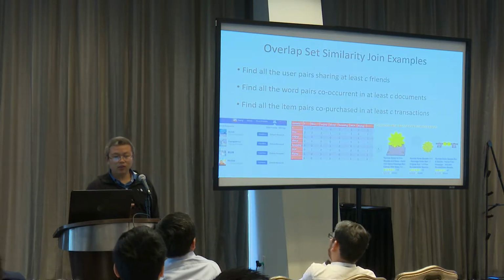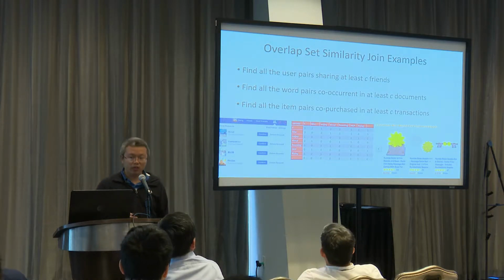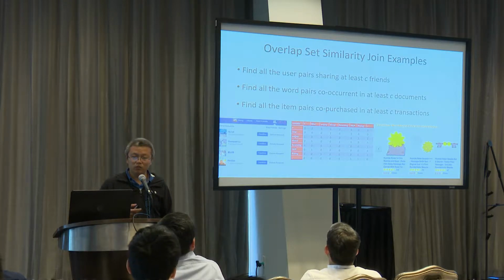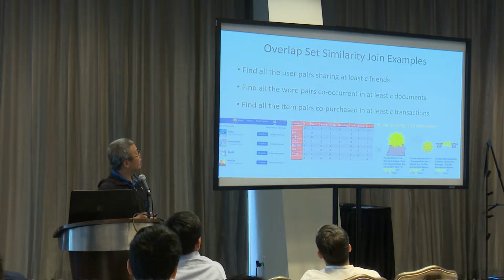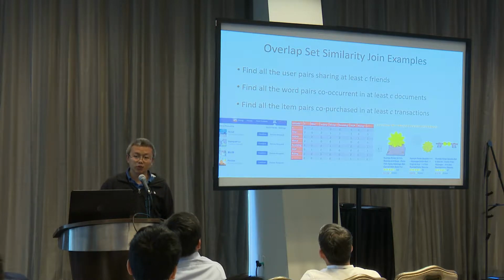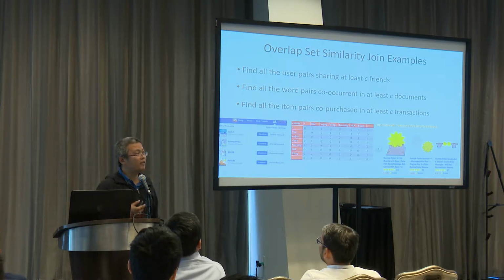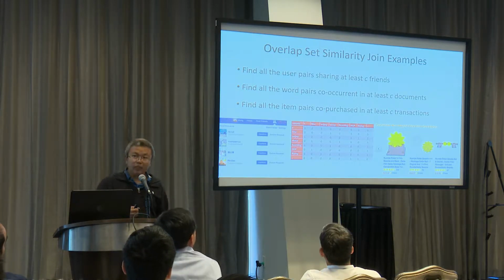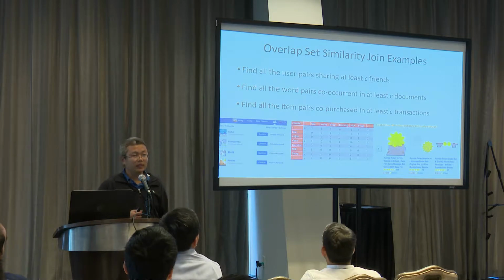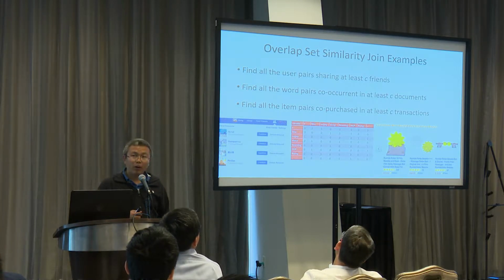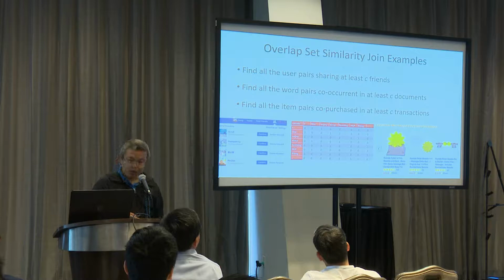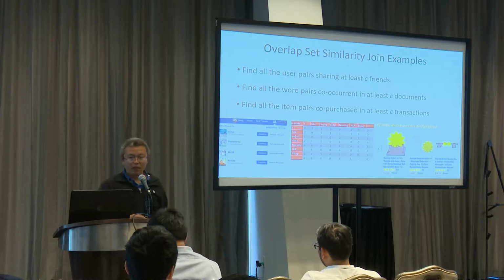Overlap set similarity has many real applications. For example, in Facebook, we want to do friend recommendation, so we find all the pairs of users who share at least 3 common friends. In Amazon, we want to do product recommendation, so we find all the pairs of items that share at least 3 transactions. So these are some applications.